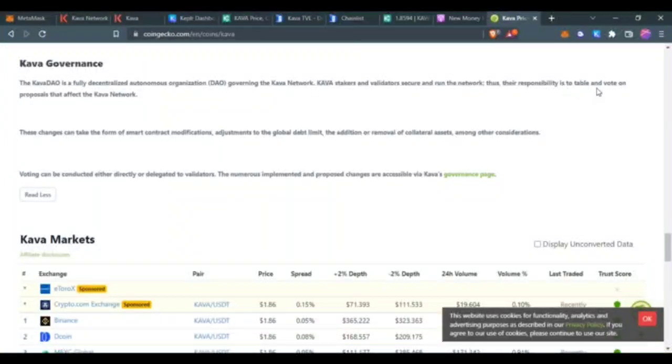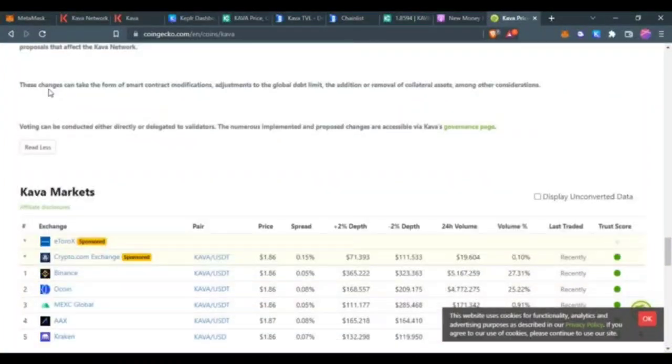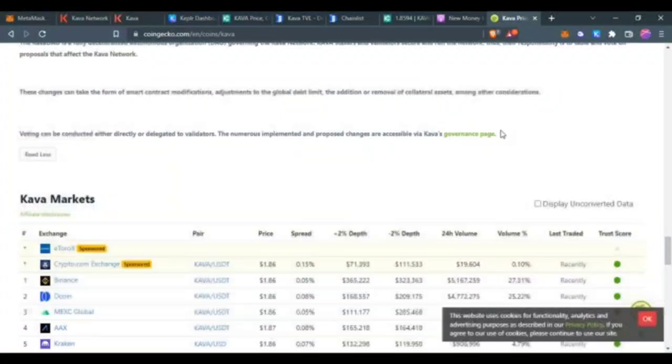Thus, their responsibility is to table and vote on proposals that affect the Kava network. These changes can take the form of smart contract modifications, adjustments to the global debt limit, the addition or removal of collateral assets, among other considerations.